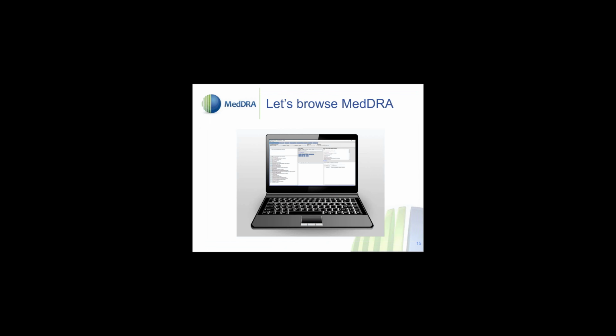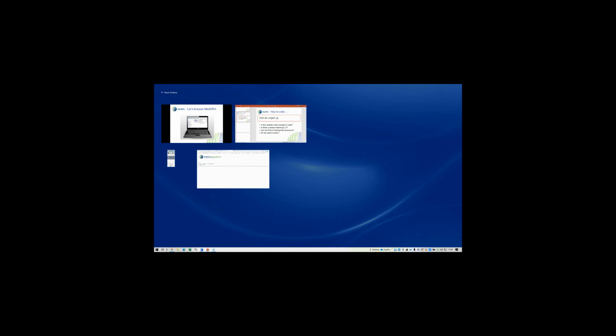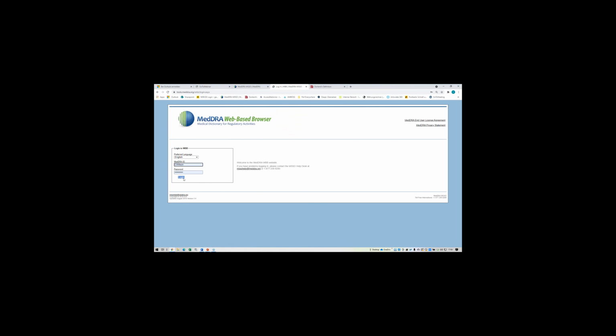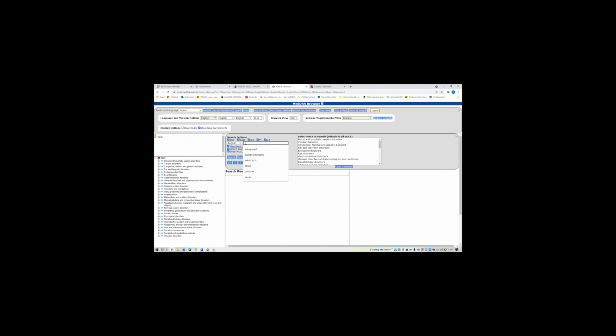Now let us browse MedDRA to see what we can find. I have to log in again. Here we are. And if I just enter wipe and search, I have no hit. So there's nothing that would really be a direct match to our reported verbatim. So we will have to look for a synonym, for some approximation to what is reported here.